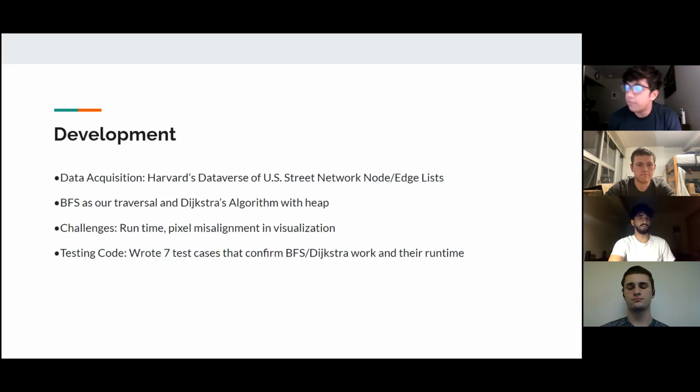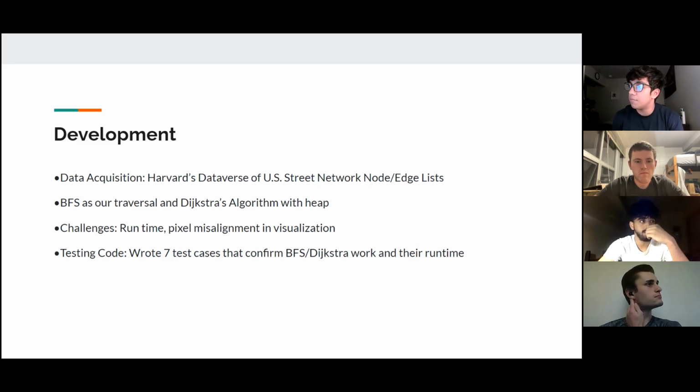So we chose California because of the plethora of points of interest that we liked, but it also came with a very large data set. And so when we went to implement and run Dijkstra's algorithm, the runtime became a little too large for us to actually have the algorithm finish. And then there was also a little bit of pixel misalignment between nodes and edges when we were creating the visualization. But besides that, when we were testing the code, we wrote 7 test cases that confirm that Dijkstra's and BFS work on a smaller data set and that they work according to their runtime.